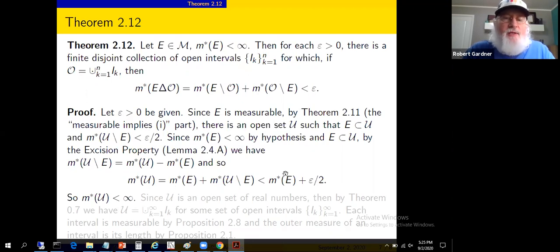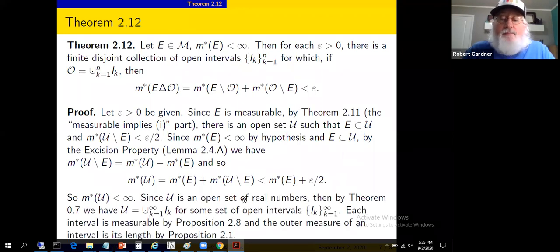I know what U is. It's an open set. Hey, I know what open sets of real numbers look like. They are, theorem 0.7, I guess is where we prove this, countable disjoint unions of open intervals. Set U being an open set, let's change this conversation to open intervals. We have to make it a conversation about open intervals at some point. So write U as a countable disjoint union of open intervals I sub k.